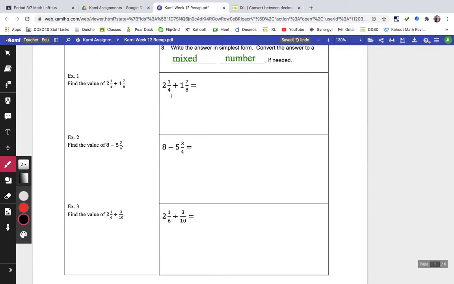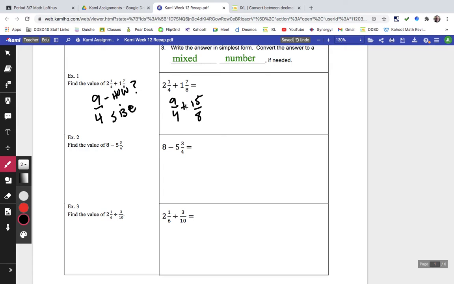So this is 2 1/4. We'll change it to an improper fraction. That's 9/4 plus 15/8. We need a common denominator. We can think of the denominator as the size, and the numerator is how many you have of that size. So we have different sizes here.